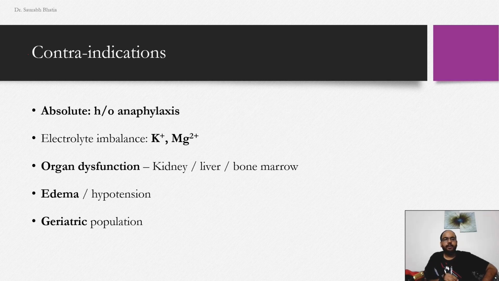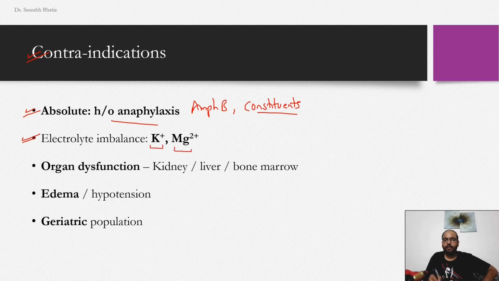Regarding the contraindications for amphotericin B, the absolute contraindication is history of anaphylaxis either to amphotericin B or any of its constituents. If there's any history of anaphylaxis to any of these agents, it's an absolute contraindication. Either you desensitize, or you give a lower dose, or you keep the patient under observation, or you search for an entirely different drug.